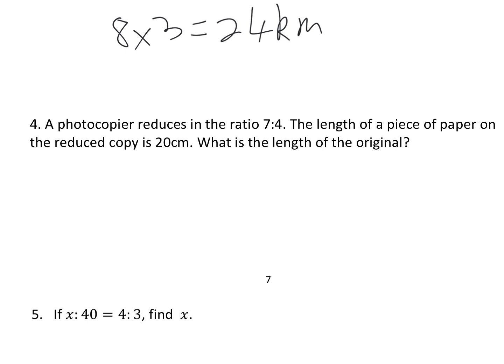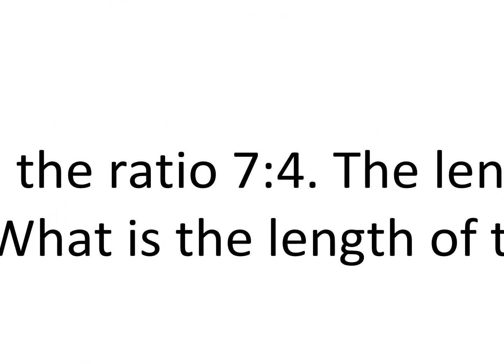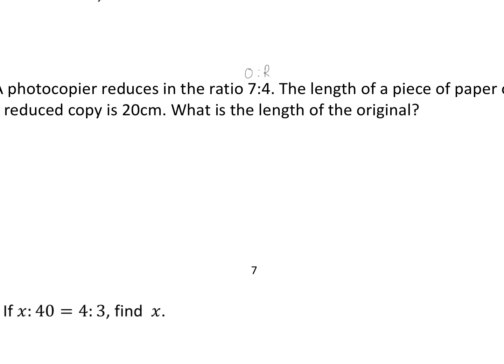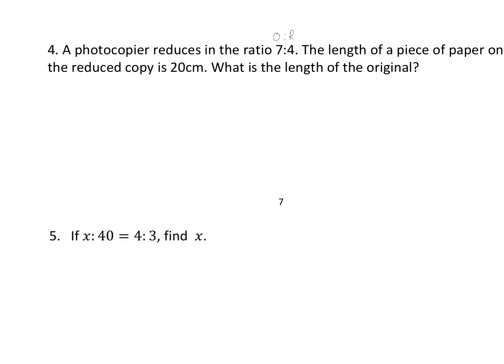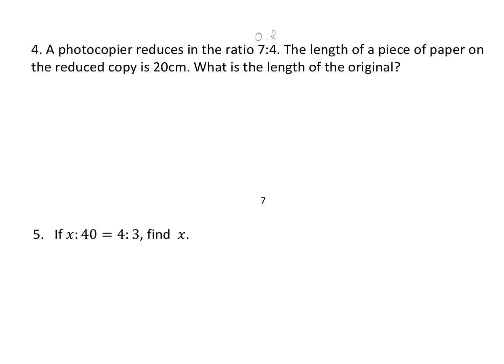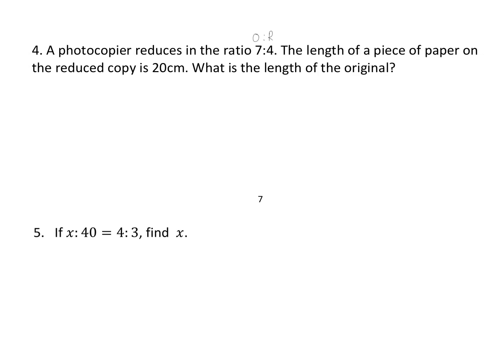I'll just mark an O for original, and then R for reduced. So the reduced would be on the right hand side. Okay? In other words, if you had something that's 7 centimeters on the original, the photocopier would shrink it down to 4 centimeters in real life. That's what it's saying. But the ratio has to be 7 to 4.